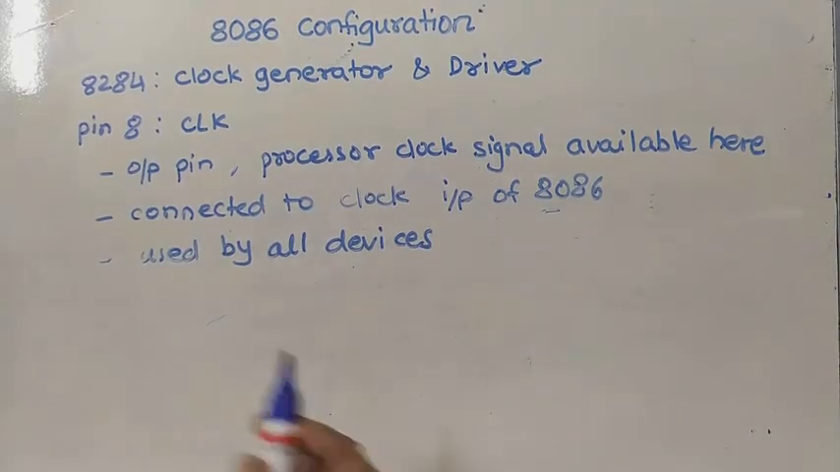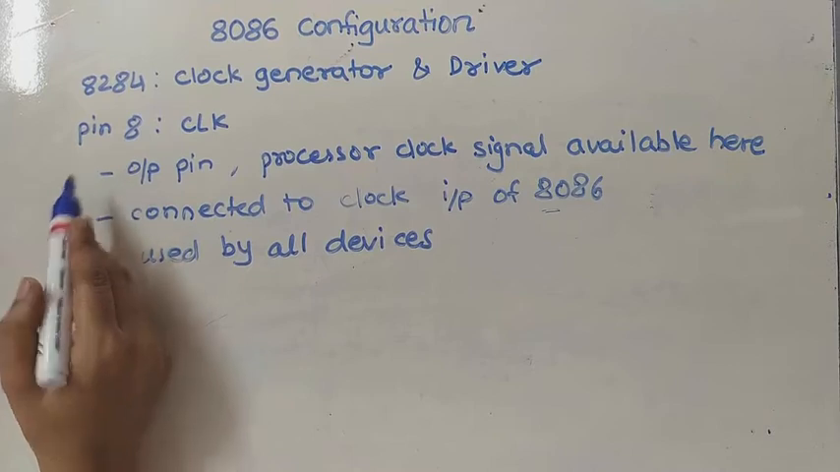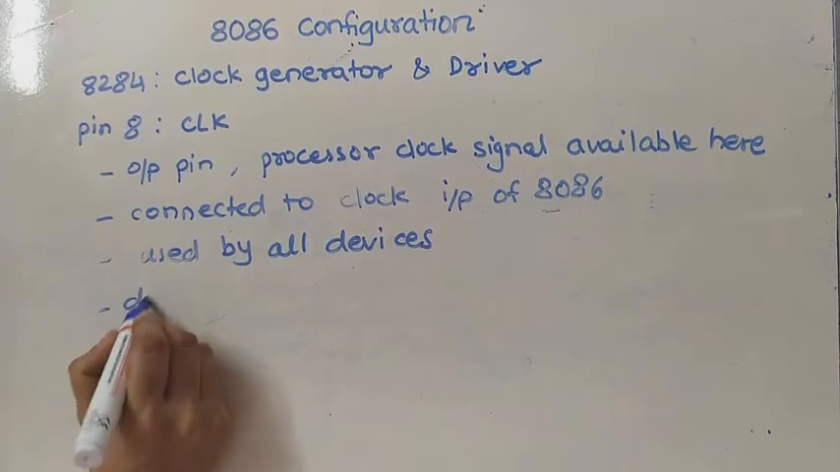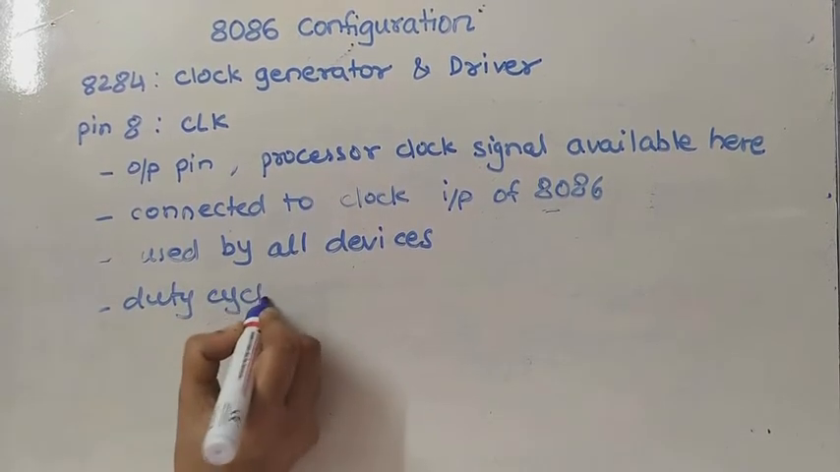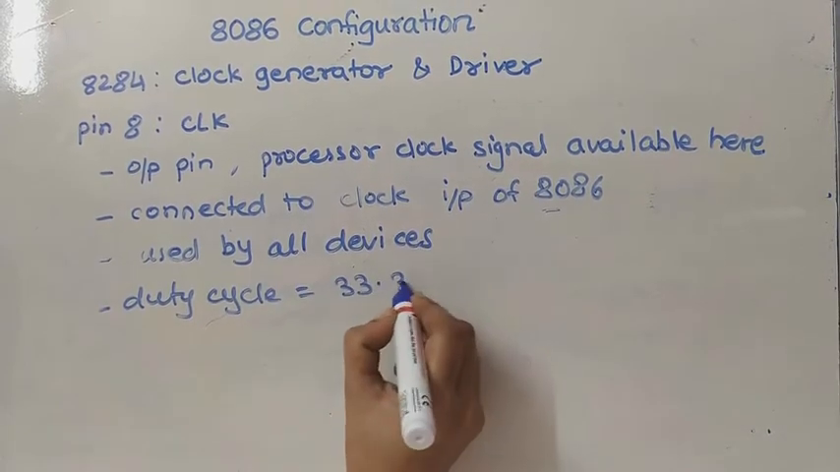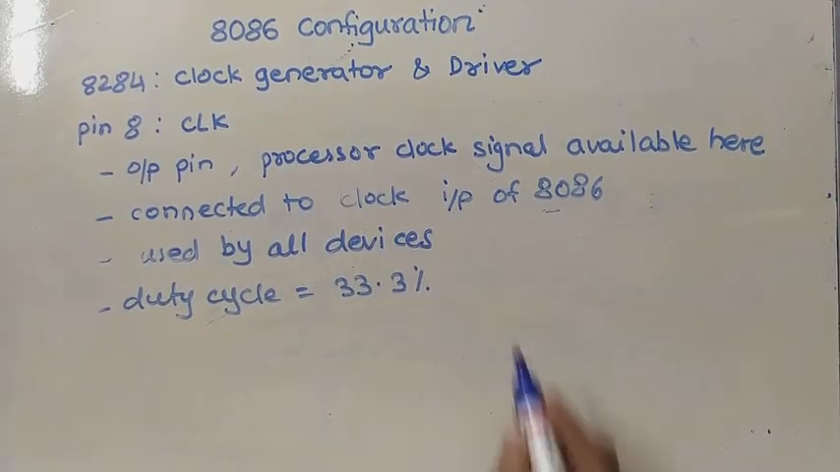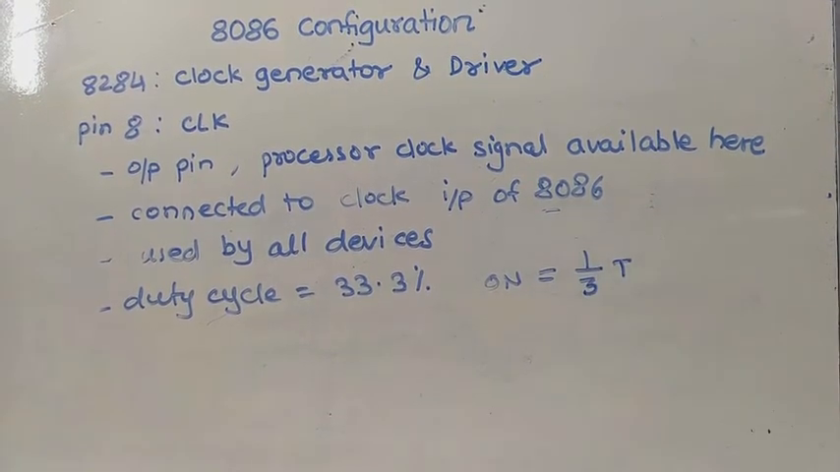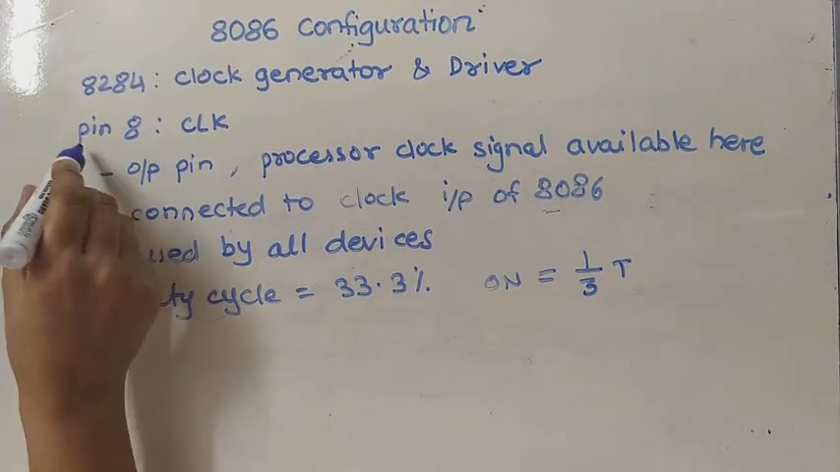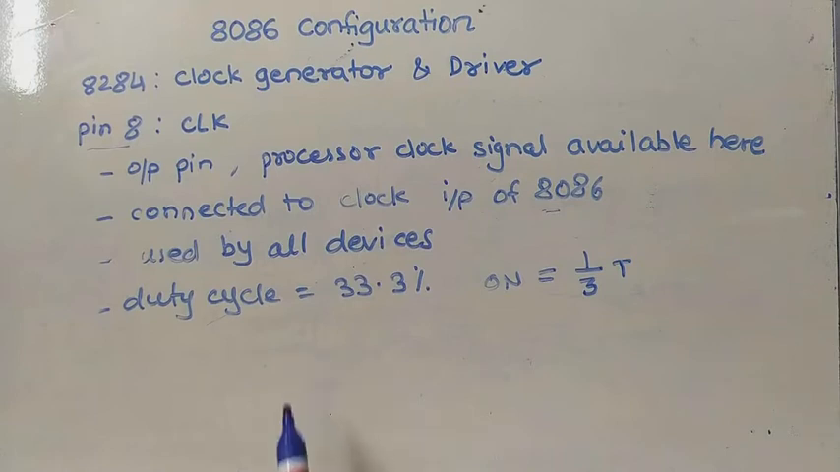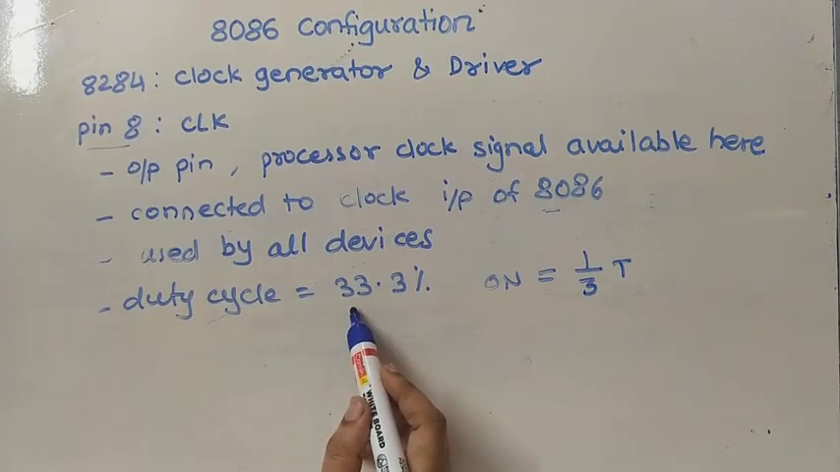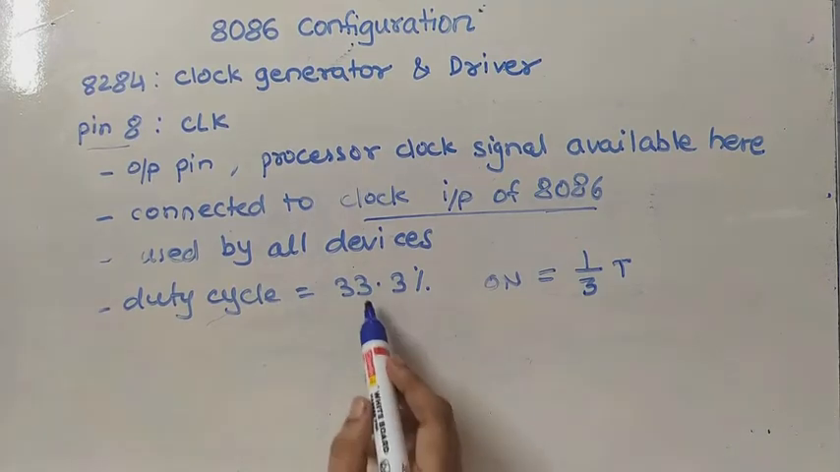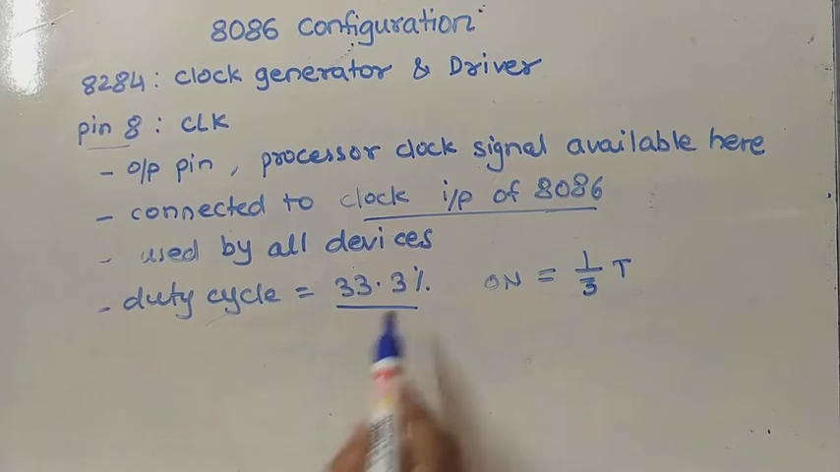The clock signal available from this 8284 has a duty cycle of 33.3%. That means the on period is 1/3 of the total period of the clock signal. So this is pin number 8, and the clock signal we are getting on this pin number 8 is connected with the clock input of 8086, which has 33.3% duty cycle.